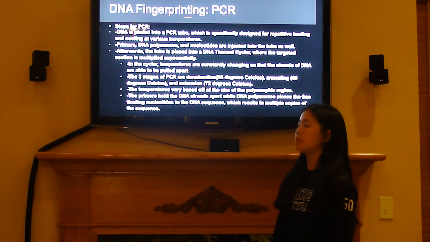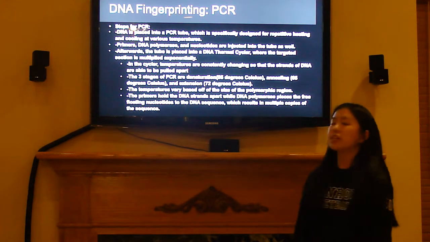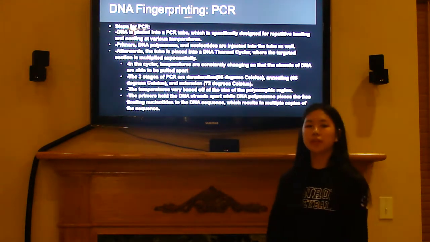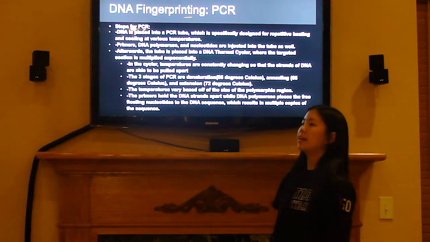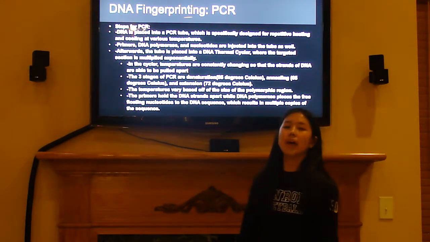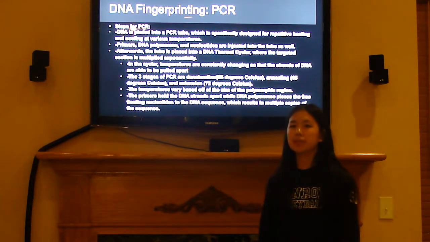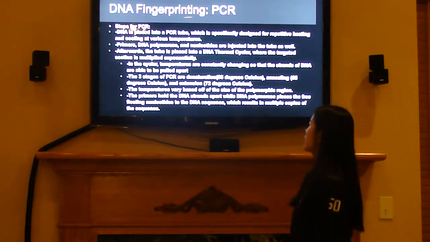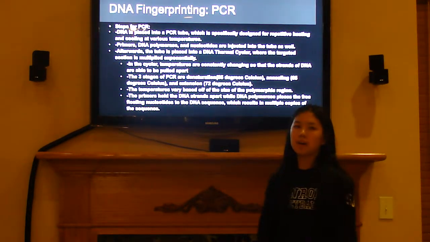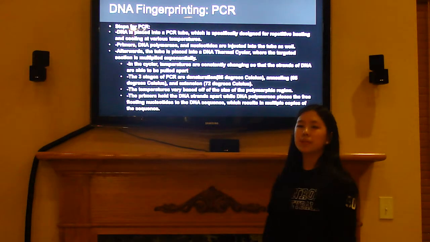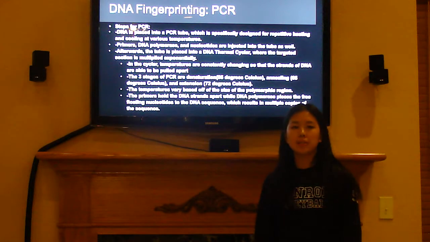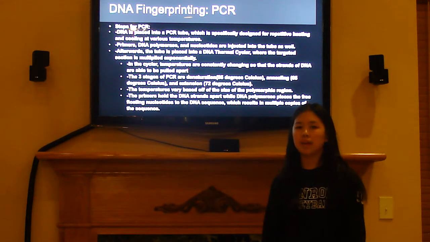The three stages of PCR are denaturation with the temperature set at 95 degrees Celsius, annealing, which has the temperature set at 65 degrees Celsius, and extension with the temperature set at 72 degrees Celsius. These temperatures are varied based off of the length of the polymorphic region. The primers hold the DNA apart while DNA polymerase matches the floating nucleotides to the DNA evidence.